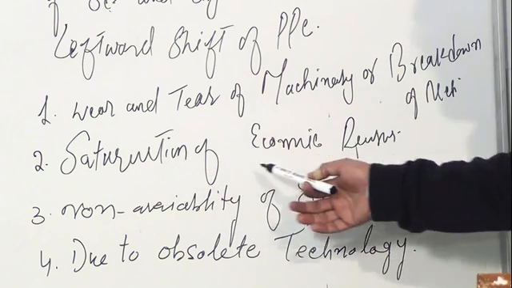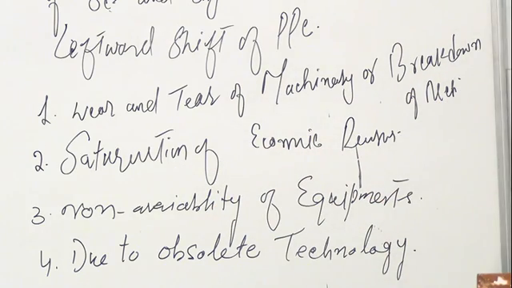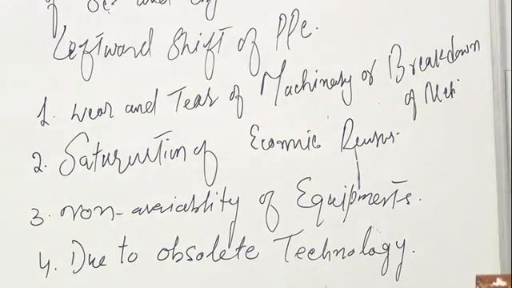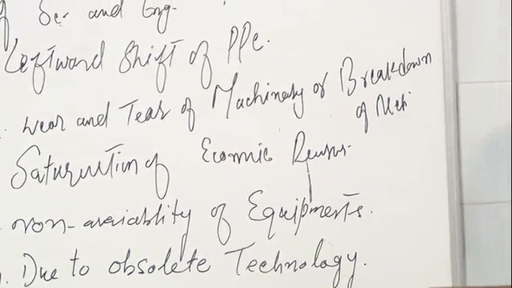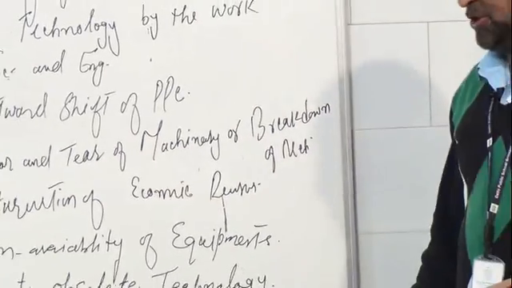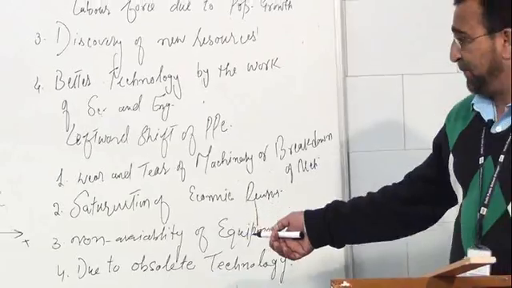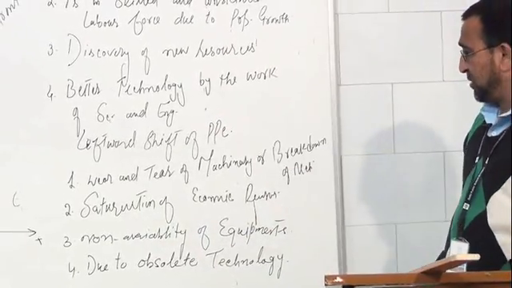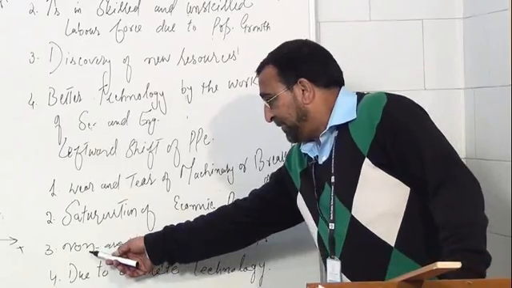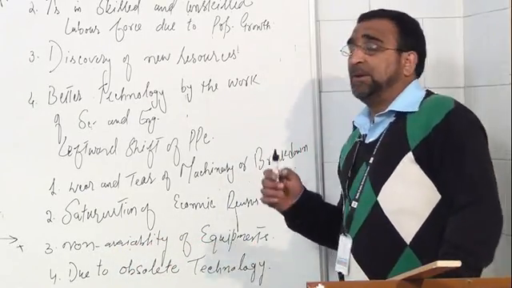That is next, saturation of economic resources. That means when all the economic resources we have in the economy have been utilized by the economy, now we have no more resources which we can utilize to produce more and more goods and services. But there is saturation, which simply means now there is no resource available for the economy. Then we have non-availability of equipment.